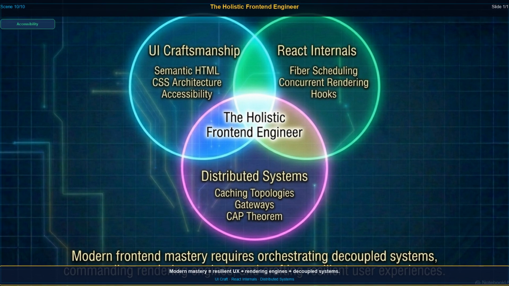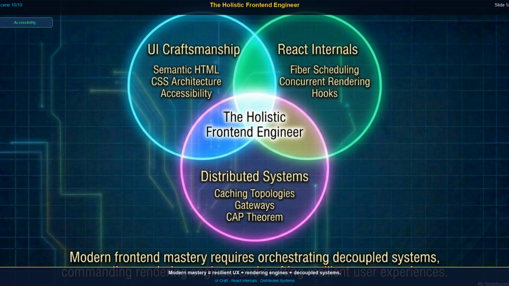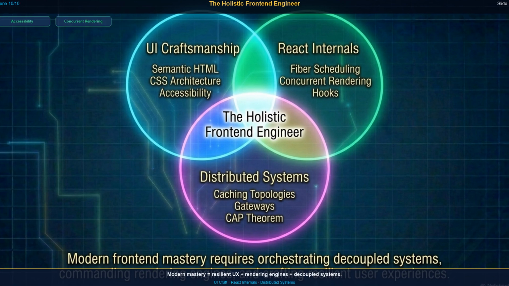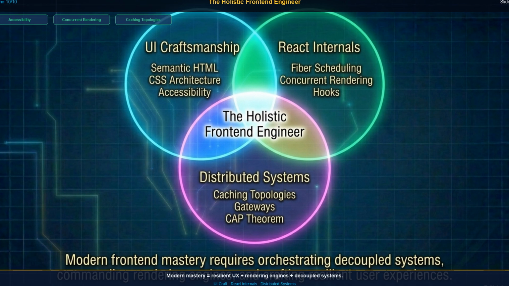Modern mastery sits at the intersection of three circles: UI craftsmanship, semantic HTML, CSS architecture, accessibility compliance; React internals, fiber scheduling, concurrent rendering, hooks, and the compiler era; distributed systems, caching topologies, API gateways, and CAP theorem trade-offs. The summary line on this slide says it perfectly. Modern front-end mastery requires orchestrating decoupled systems, commanding rendering engines, and crafting resilient user experiences.